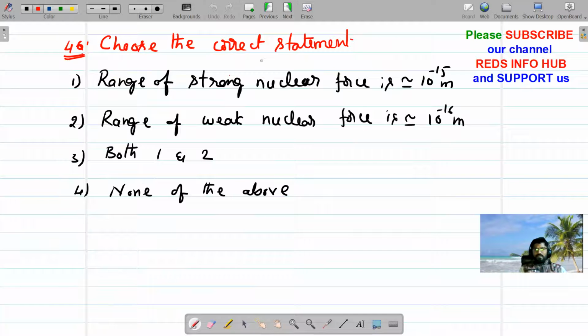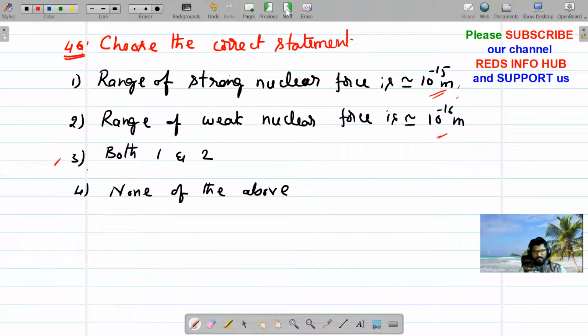The next question is, choose the correct statement. The range of strong nuclear force is 10 power minus 15 meters. Range of weak nuclear force is approximately 10 power minus 16 meters. Third option says both 1 and 2 statements are correct. Fourth option says none of the above is correct. As we have discussed, strong nuclear forces exist within the nuclear dimensions, that is, the size of the nucleus, 10 power minus 15 meters. Whereas the range of weak nuclear forces is of the order of 10 power minus 16 meters, within the atom, and it exists when the nucleus undergoes beta decay. So both of these are correct. That means option 3 says both 1 and 2. So option 3 is correct.